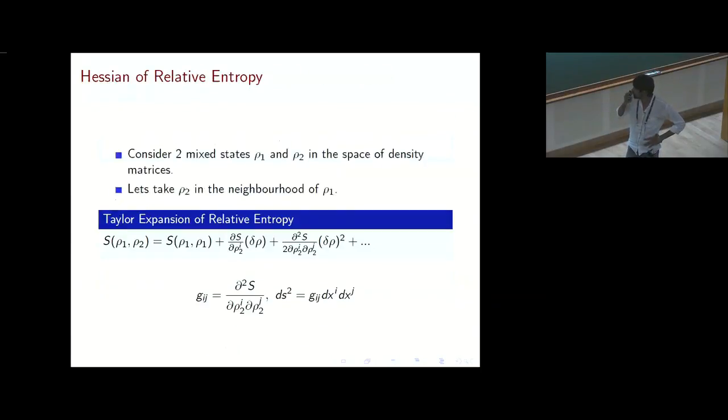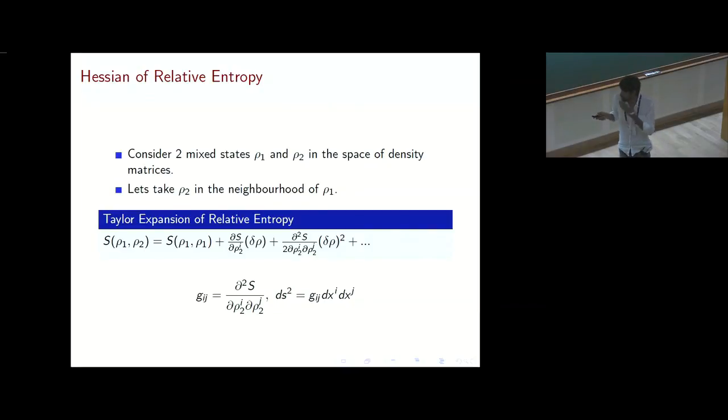Going forward, we write the relative entropy for two density matrices as S of rho 1, rho 2. To get a metric on this space, we took rho 2 in the neighborhood of rho 1 and did a Taylor expansion around rho 1. So S of rho 1 comma rho 1, and the first order and second order terms. S of rho 1 comma rho 1 is 0, and since this is an expansion around the minimum of the function, the first order term also goes to 0. The only term that survives is this one, and we neglect the higher order terms. This actually serves as our metric here, G_ij.